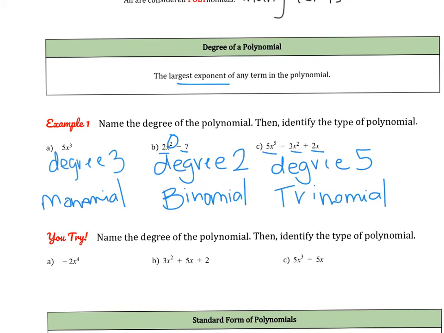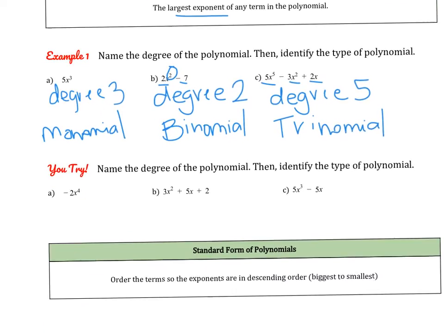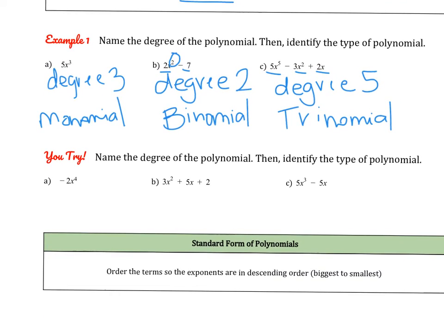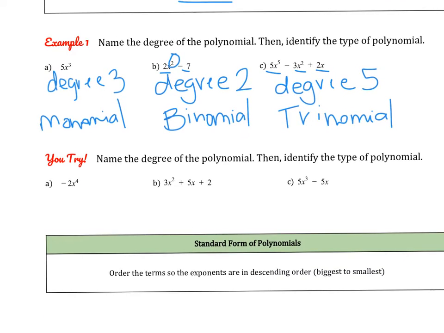So try out the next 3 problems. Name the degree of the polynomial, then identify the type of polynomial. So pause the video and come back, and you can check your answers.